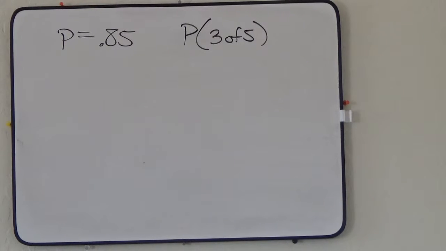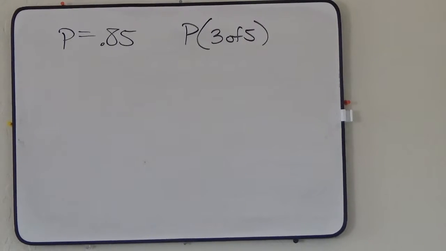The first rule is, is there a fixed number of trials? Since we're selecting 5 adults, that is a fixed number, so yes, it passes the first rule. The second one, the trials have to be independent. Well, since you're asking 5 different adults, the first adult's answer does not affect the second adult's answer, so therefore they are independent of each other.